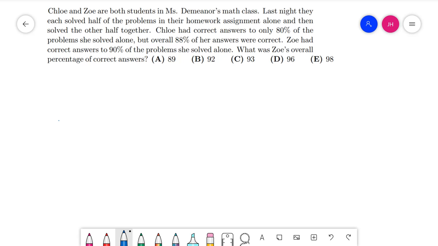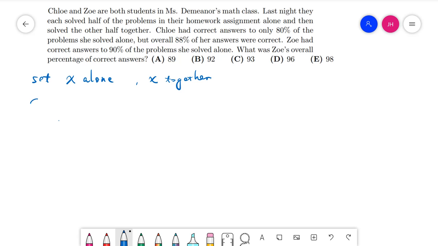So we'll probably use functions to solve this problem. Okay, without loss of generality, let's assume they each solved the first half of the problems alone. Since we have half solved alone and half together, of course there is an even number of problems. Let's set that they solved x problems alone, and of course the other half, x problems, together.